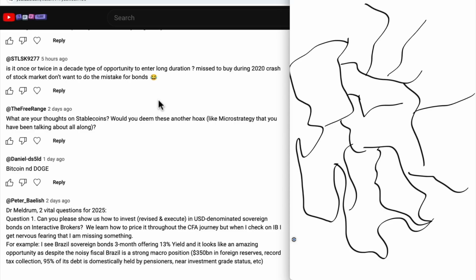Is it a once or twice in a decade type of opportunity to enter long duration? Missed to buy during 2020 crash of stock market. Don't want to make the same mistake for bonds.